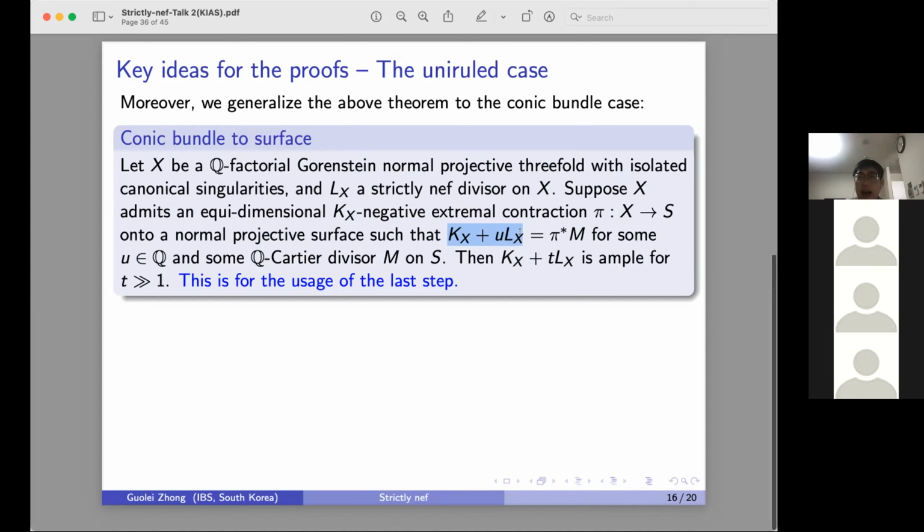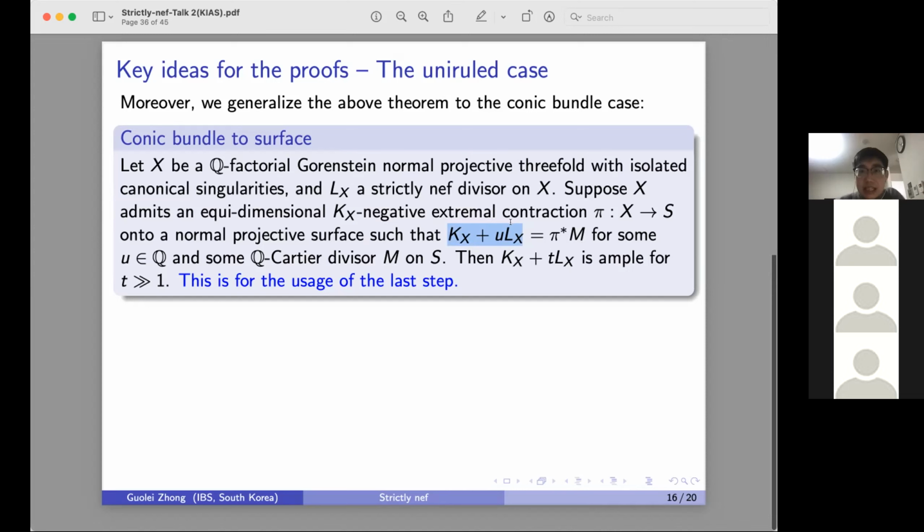Because LX is relatively ample, you then use the pullback of an ample plus a relatively ample divisor. The idea you mentioned has also been used in our proof, but I think not in this theorem. But your M here is automatically ample, it has to be ample, if K plus TLX is ample.